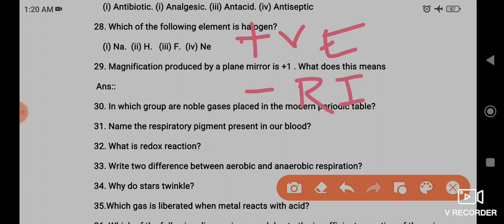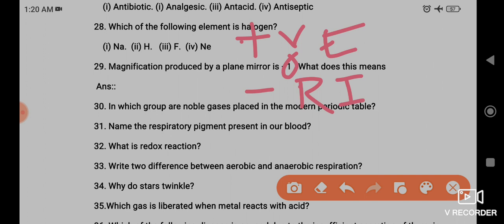Okay, and this number indicates that if the magnification of a mirror is 1, that means the size of the image and the size of the object are the same. If it is less than 1, the size of the image is less than the size of the object, and if it is more than 1, then the size of the image is more than the size of the object. So remember that the sign indicates the nature of the image and the number indicates the size of the image.